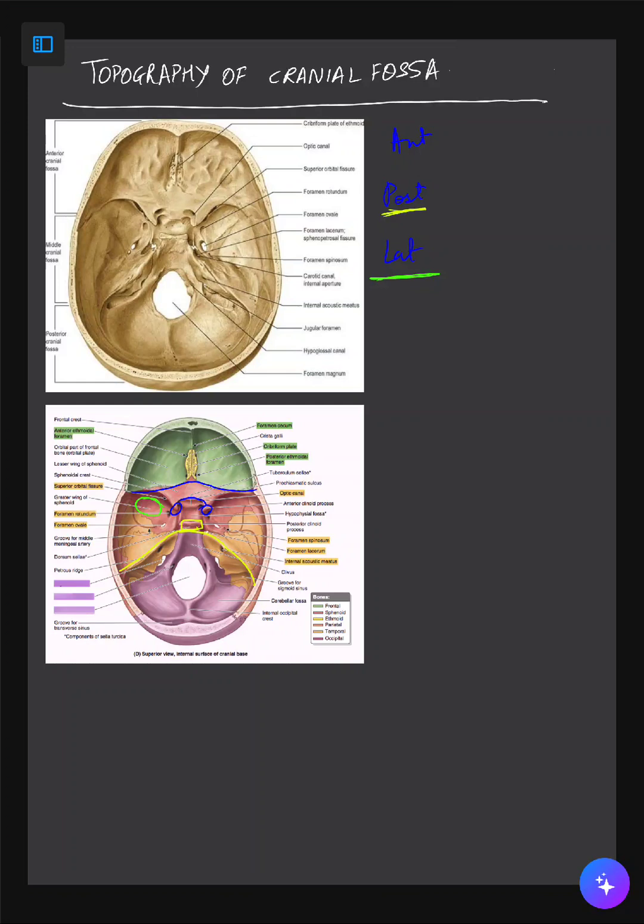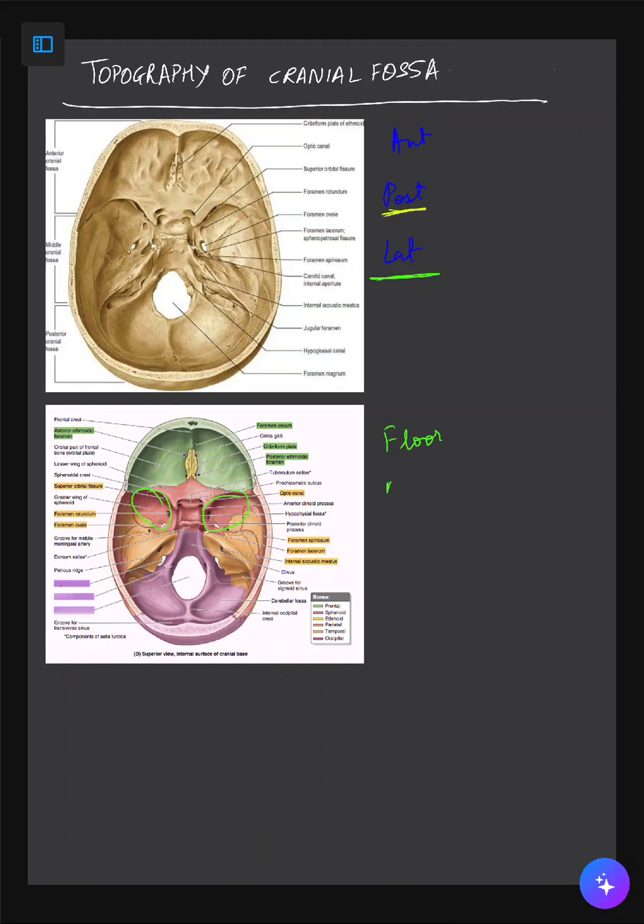Now, what is the floor of this middle cranial fossa? The median plane is the body of the sphenoid bone, and on each side there is the squamous part of the temporal bone and the anterior surface of the petrous part of the temporal bone.